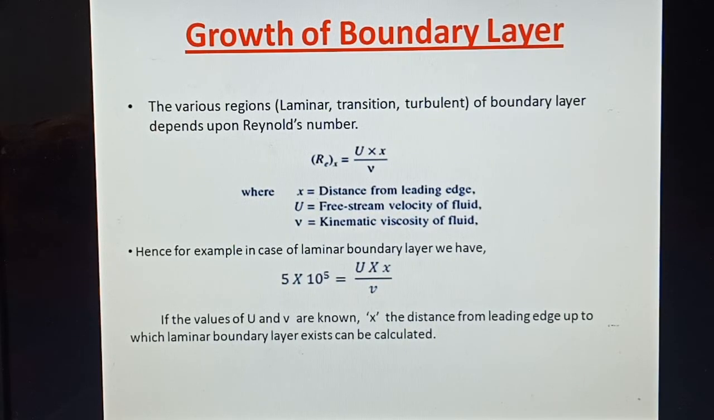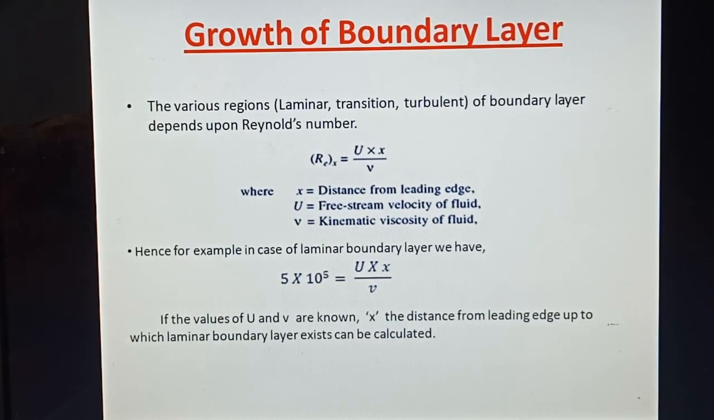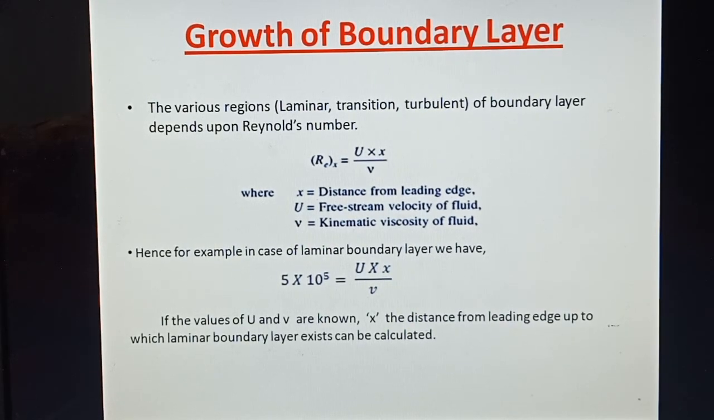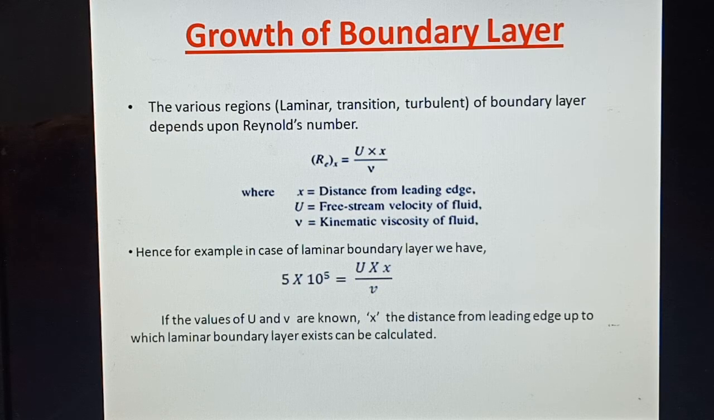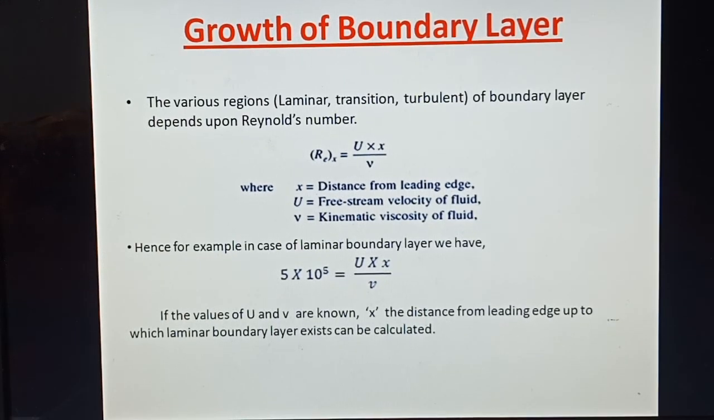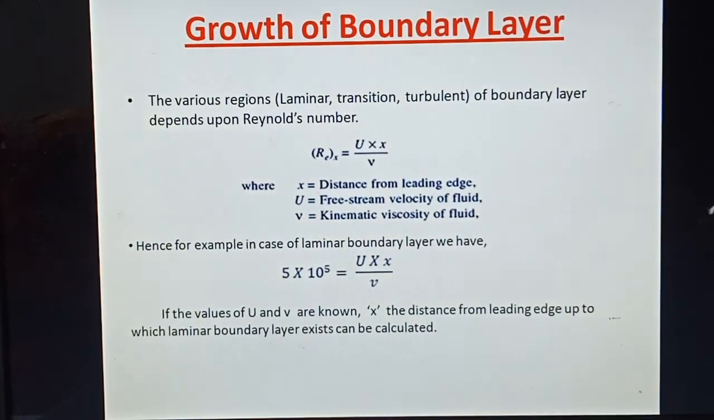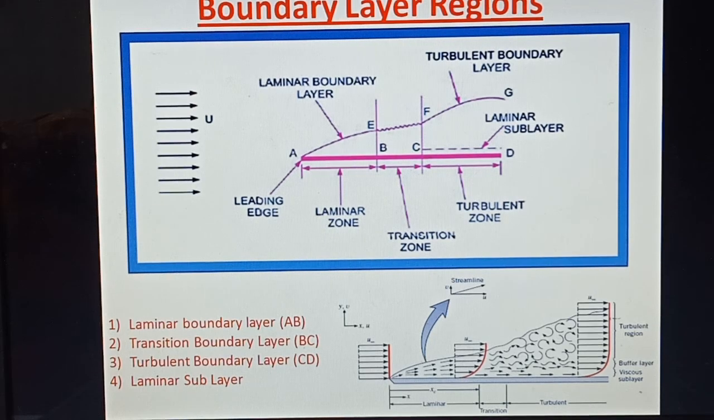The equation for Reynolds number is Re equal to capital U into X divided by nu. Capital U is our free stream velocity, nu is the kinematic viscosity of the fluid, Re is Reynolds number. Just concentrate on that X. That X is nothing but the distance from the leading edge. What is leading edge? It is the starting point of the plate.